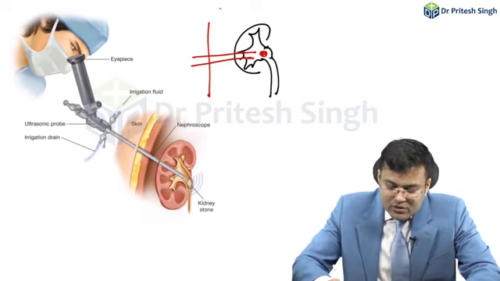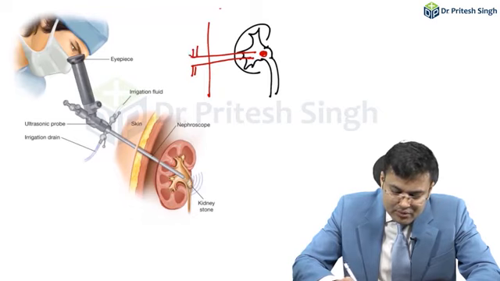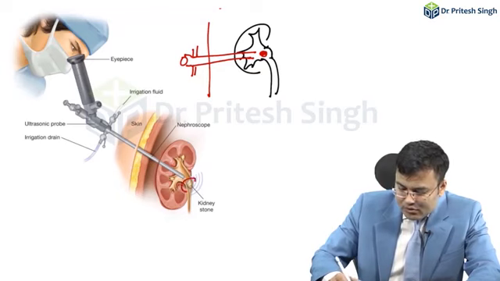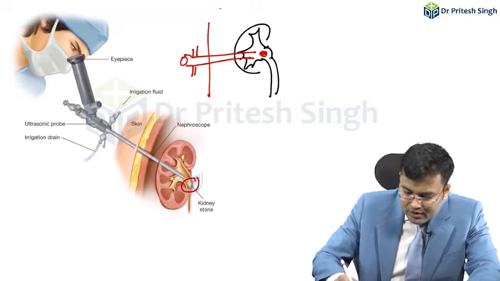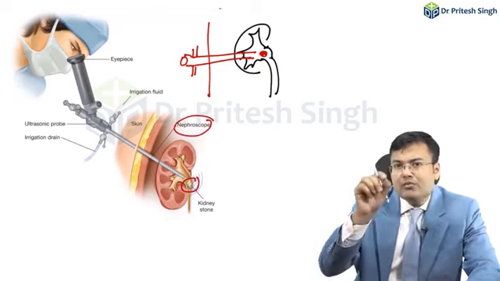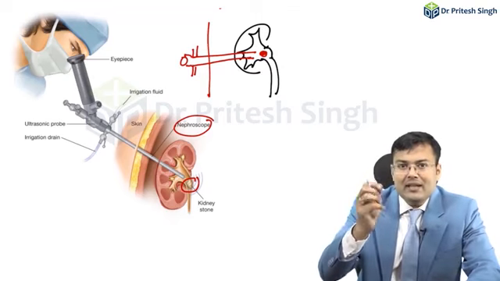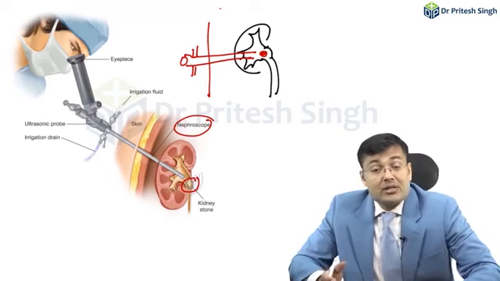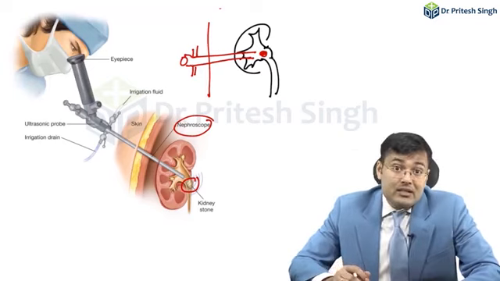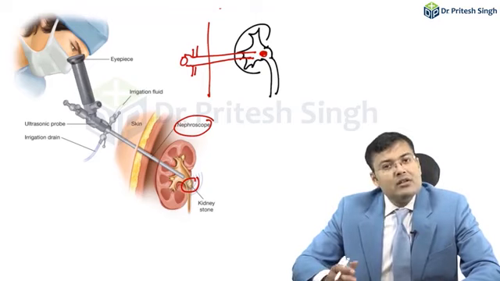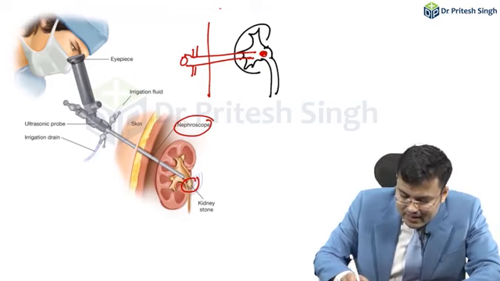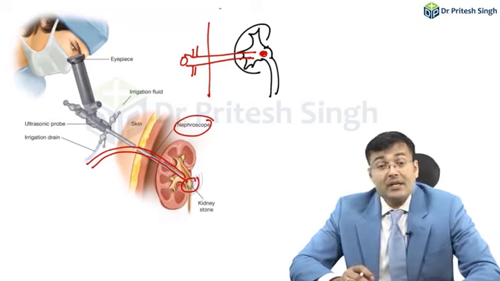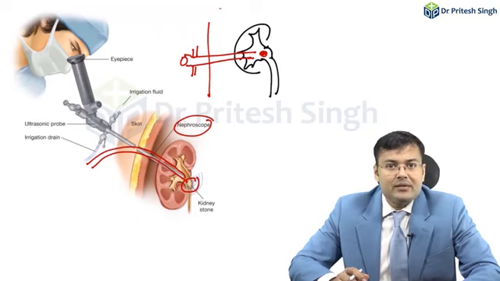Now what? Whatever stone is there is broken and the fragments are taken out. So here you can see this is the stone. Via this nephroscope, I'm going to break the stone, and whatever pieces are there, those pieces are removed. So size is not a criterion. Distal obstruction is not a criterion. Hardness is not a criterion. And whenever the stone is removed, via the same track we are going to insert a drainage tube that is known as a nephrostomy. So this is percutaneous nephrolithotomy.